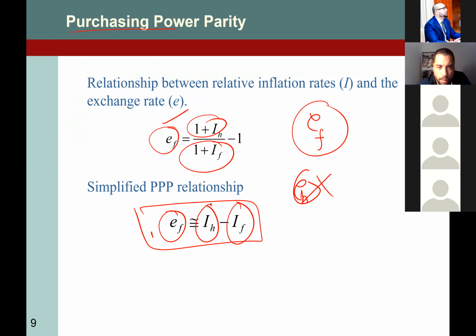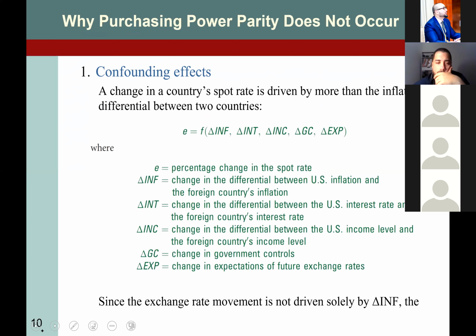foreign inflation. The interest rate parity tells you the forward premium. That is interest in home minus interest in foreign. Right? And then we talk about why purchasing power parity does not occur. Number one was confounding effects, because the exchange rate also depends on change in income, change in government control, and change in expectations about future rates.